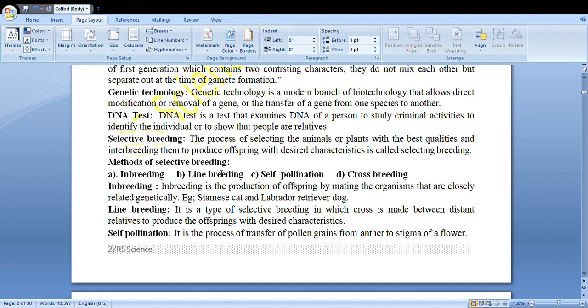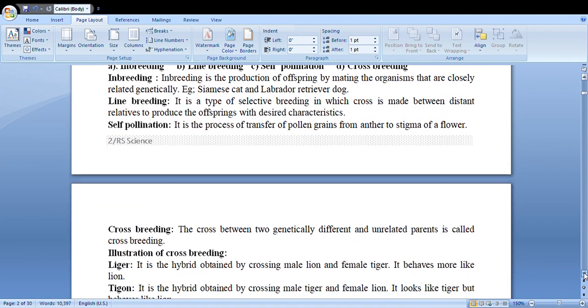There are various methods of selective breeding. One is inbreeding, line breeding, self-pollination, crossbreeding, etc. Inbreeding. Inbreeding is the production of offspring by mating the organisms that are closely related genetically. Example: Siamese cat and Labrador retriever dog. Line breeding. It is a type of selective breeding in which cross is made between two distant relatives to produce the offspring with desired characteristics. Self-pollination is the process of transfer of pollen grains from anther to stigma of a flower within the same species of flower.